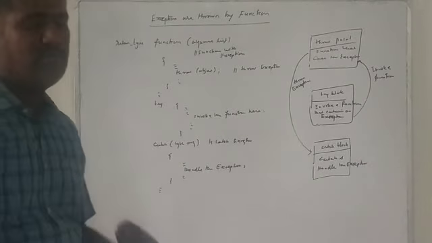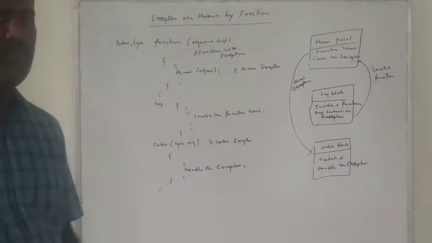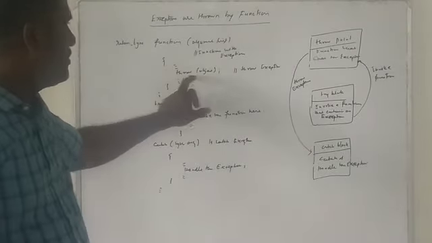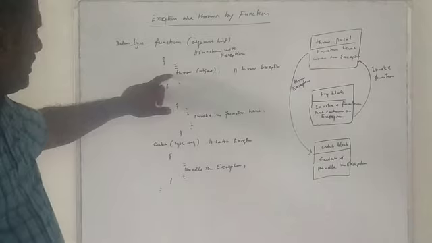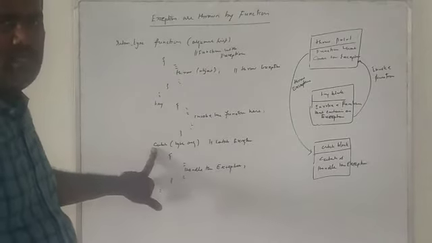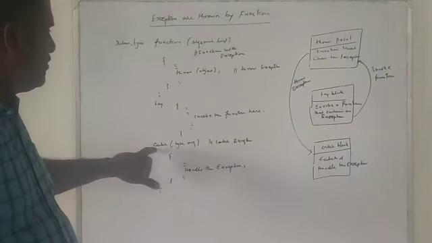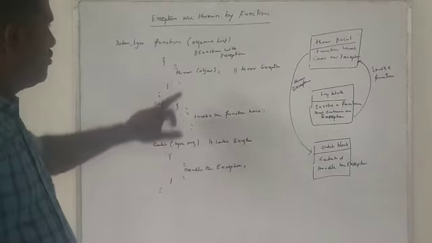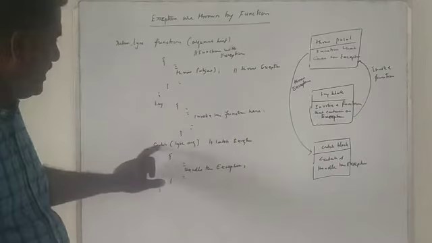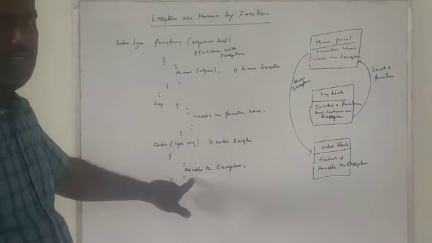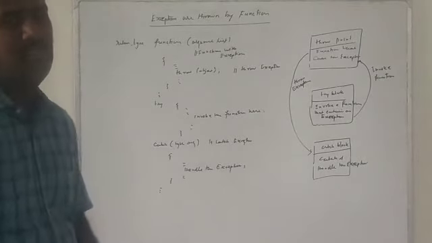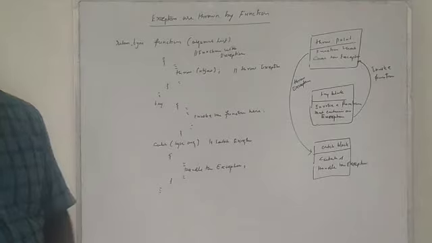Suppose the exception is produced. The exception is thrown by the throw statement, and the thrown exception is caught by the catch statement. The catch argument should match the throw argument. Then the exception handling statement inside the catch block is executed.